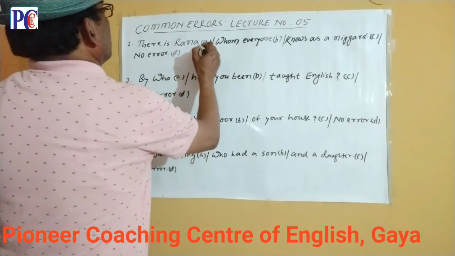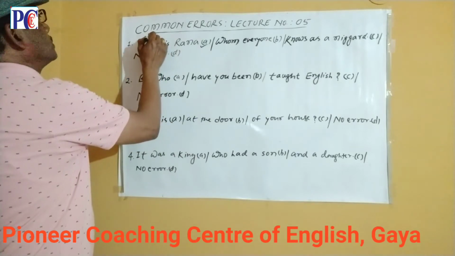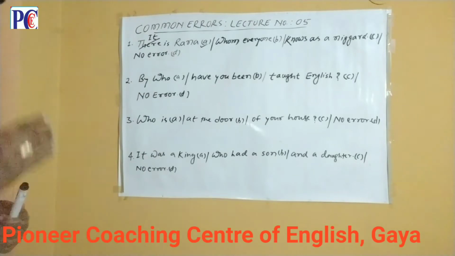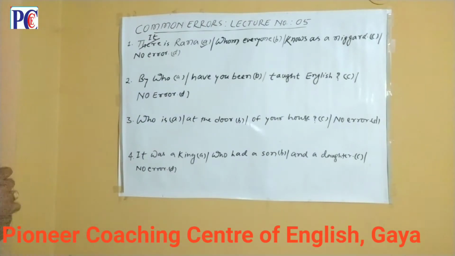So the error lies in part A. We will have to change the dummy pronoun there to the dummy pronoun it. Hence the correct sentence: it is Rana whom everyone knows as a niggard.